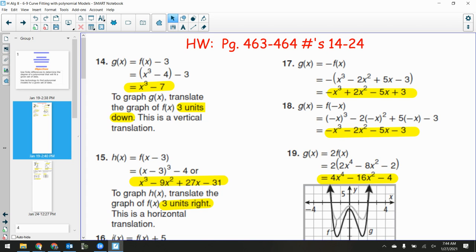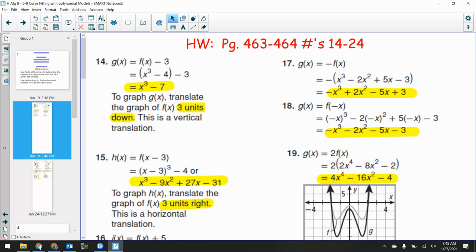So again, shifting something left or right is the hardest one to do, just because you have to FOIL it all out. But here are the answers for 14, 15. I'll scroll down to see 16, 17, 18, 19. Again, you did not need to graph any of these things. The graph is just kind of like a sketch. If you wanted to sketch it, you can do so, so you can confirm the type of transformation that happens.